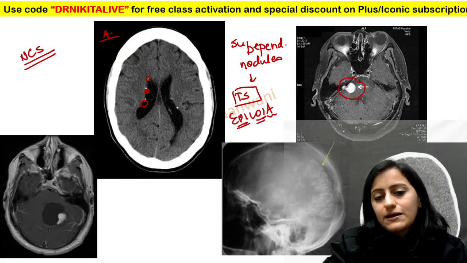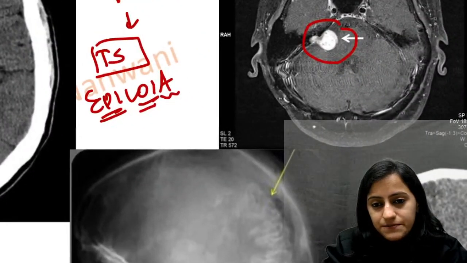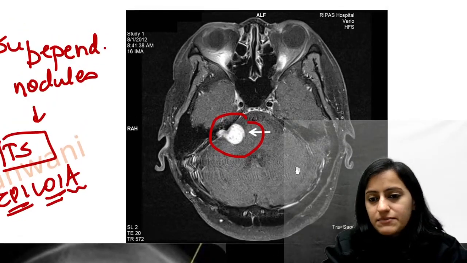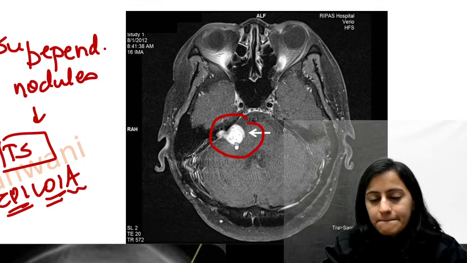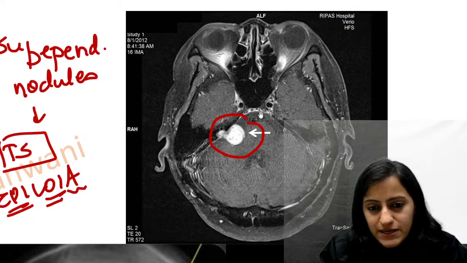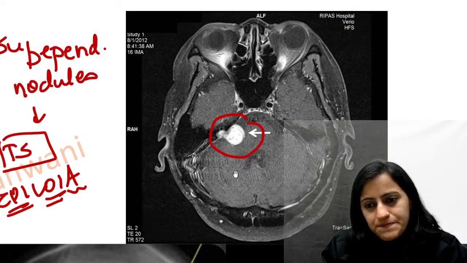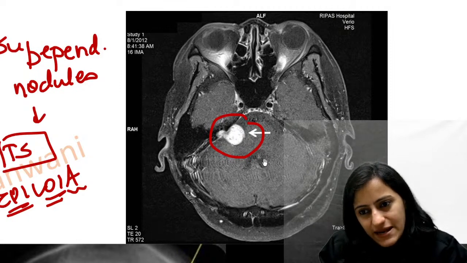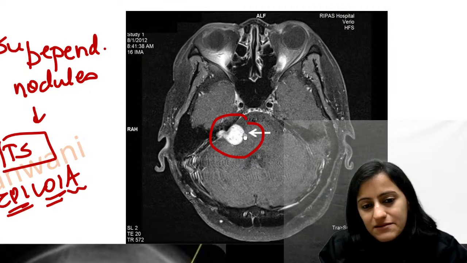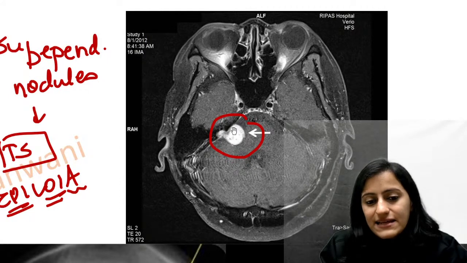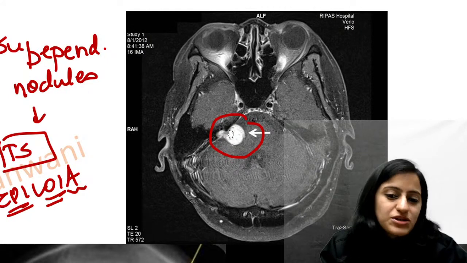Very important again, what do we see in this image here? What is this image showing? So anatomically, this is the region of the pons. This is the region of the cerebellum. And we see that in the cerebellopontine angle, there is a lesion which has this ice cream cone appearance. This is the cone, this is the ice cream scoop.